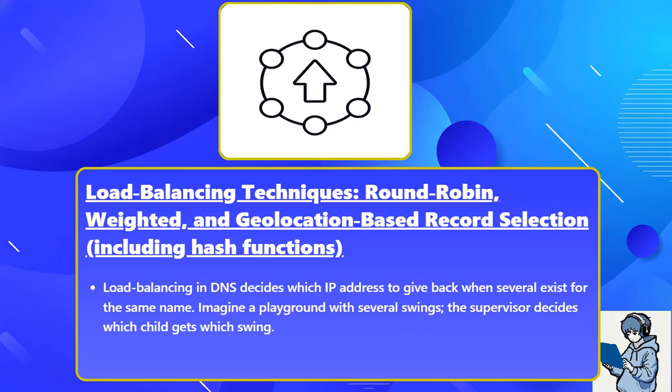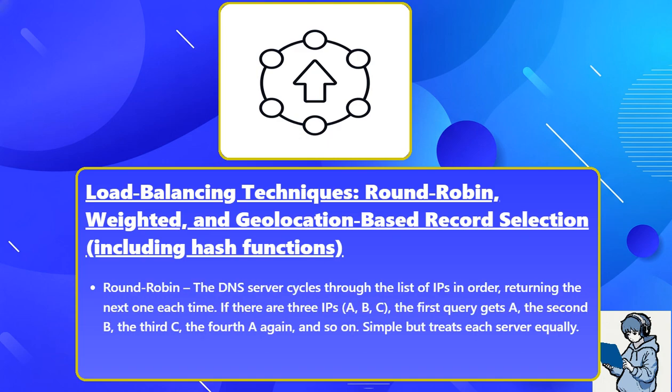Load balancing in DNS decides which IP address to give back when several exist for the same name. Imagine a playground with several swings. The supervisor decides which child gets which swing. Round robin: the DNS server cycles through the list of IPs in order, returning the next one each time. If there are 3 IPs, A, B, C, the first query gets A, the second B, the third C, the fourth A again, and so on. Simple, but treats each server equally.